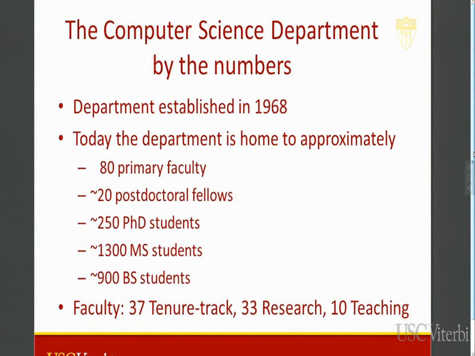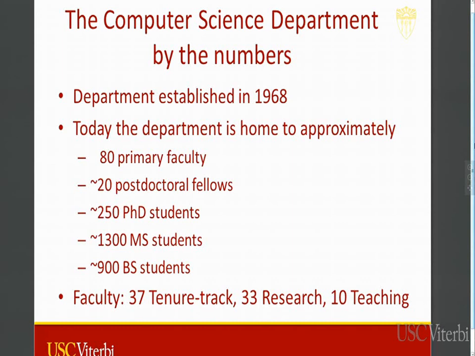To give you some sense for our numbers, the department was established in the late 1960s. It's one of the older computer science departments in the country. Today we have approximately 80 primary faculty in the computer science department. We have about 250 PhD students, something in the neighborhood of 1,300 master's students, and nearly 1,000 undergraduates. Of the 80 faculty, 37 are tenure track faculty, 33 are research faculty, and 10 are teaching faculty.